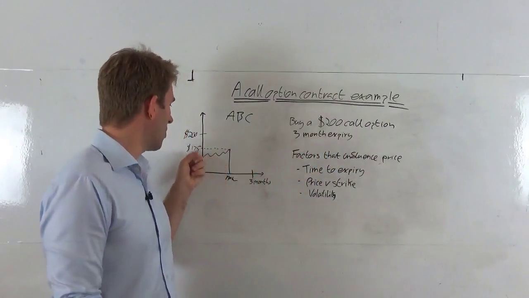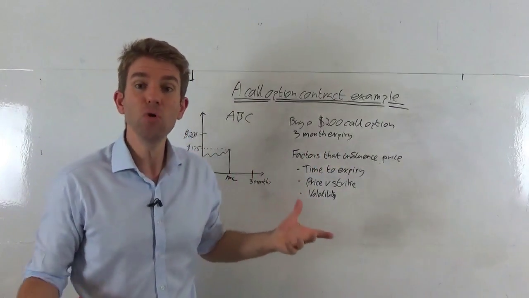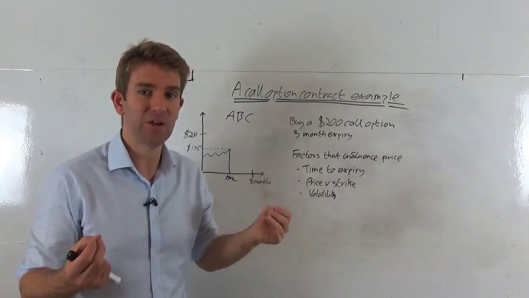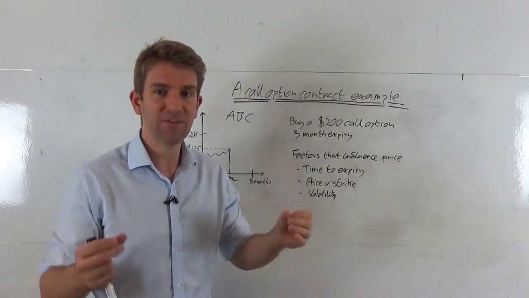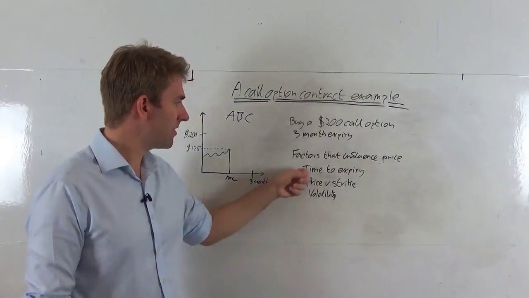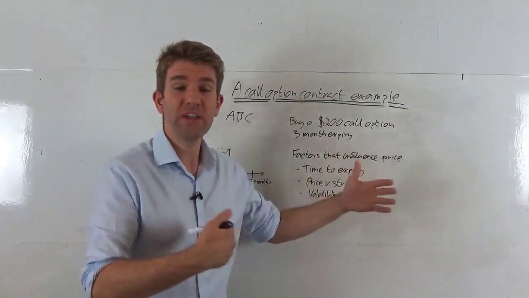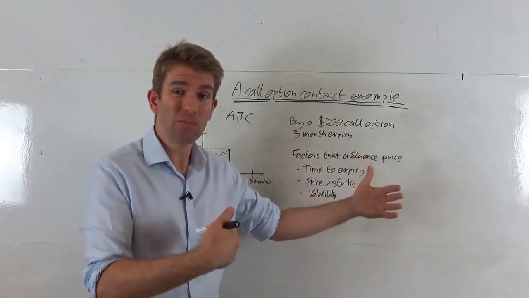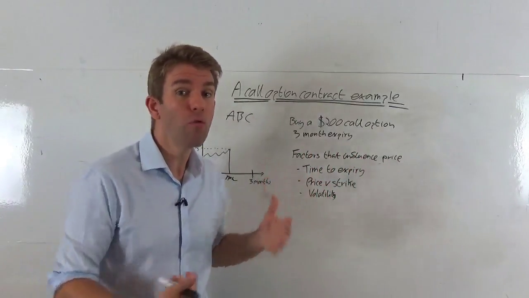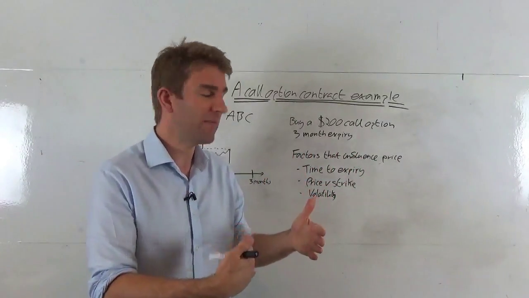If we're currently trading at 175, then at the moment, that option has a value. What determines the value of that option? Time to expiry. How long is it? 3 months? Not so long. 3 years longer. If it's a 3-year option, it's going to be more expensive because the stock could do an awful lot in 3 years compared to 3 months.